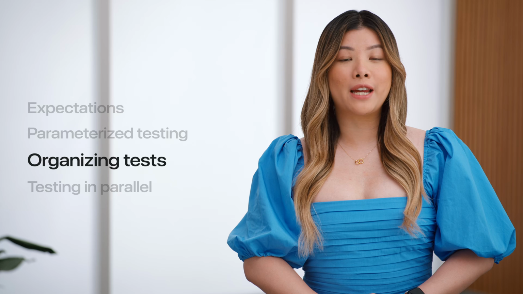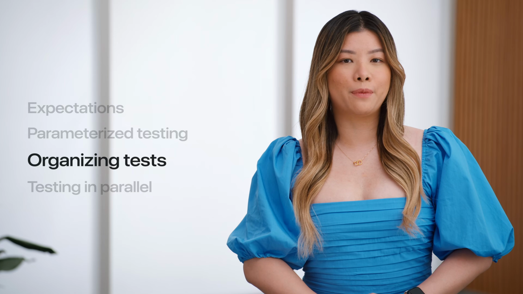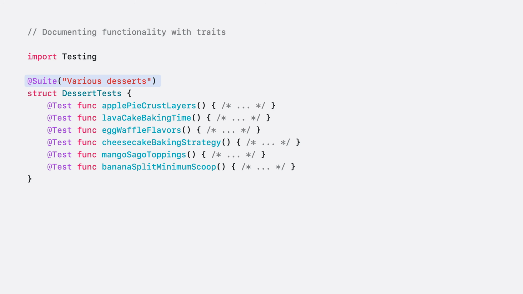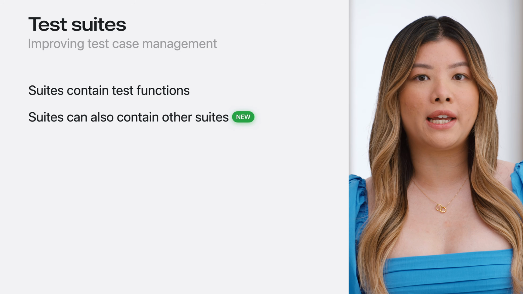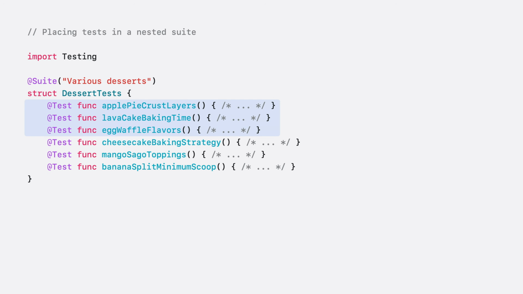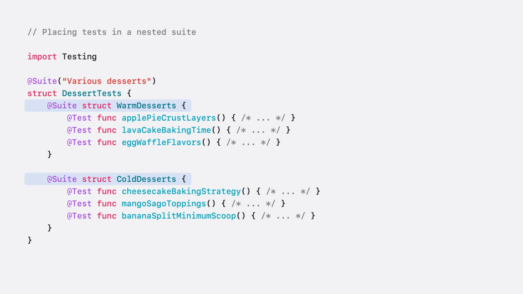With all these new features to help you write more tests, you need strategies to manage them. Let's go over the tools Swift testing provides to organize your tests. To recap, suites are types containing test functions. Their functionality can be documented with traits, such as a display name. New in Swift testing, suites can now contain other suites to give you more flexibility in organizing tests. This is a pretty sweet set of tests, but it's not organized very clearly. The test suite includes tests for warm desserts and tests for cold desserts. By adding subsuites, you can reflect this organization in the tests themselves and make relationships between these groups of tests more obvious.